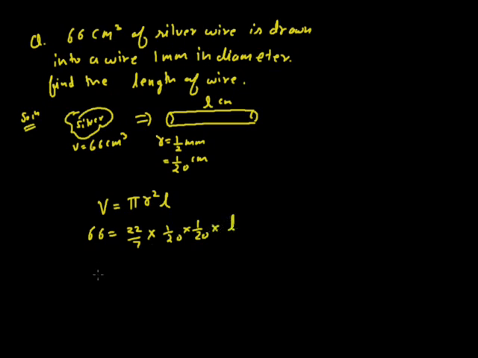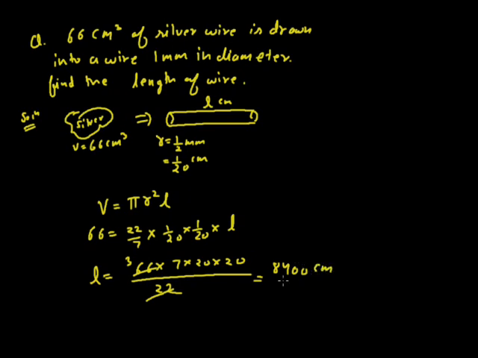Now L is equal to 66 into 7 into 20 into 20 on the numerator side after cross multiplying, and 22 is on the downside. So 66 and 22 cancel 3 times. Now 7 into 3, that is 21. 21 into 2, that is 42. And 42 into 2, that is 84. So the answer is 84 and the two zeros. So 8400 centimeter. Now if we want to convert into meter, divide by 100, so it is 84 meter. So the length of the wire is 84 meter.